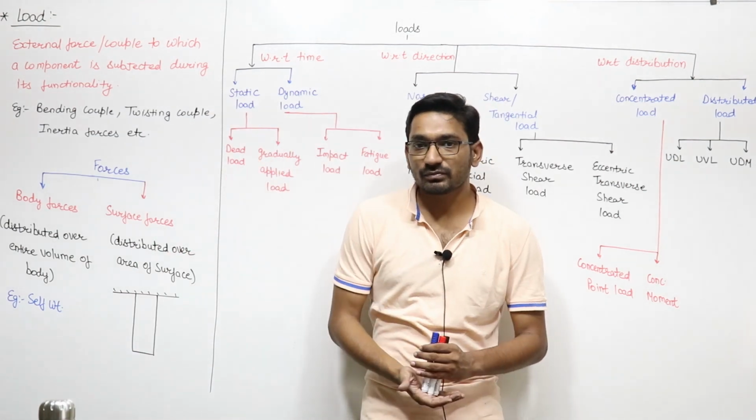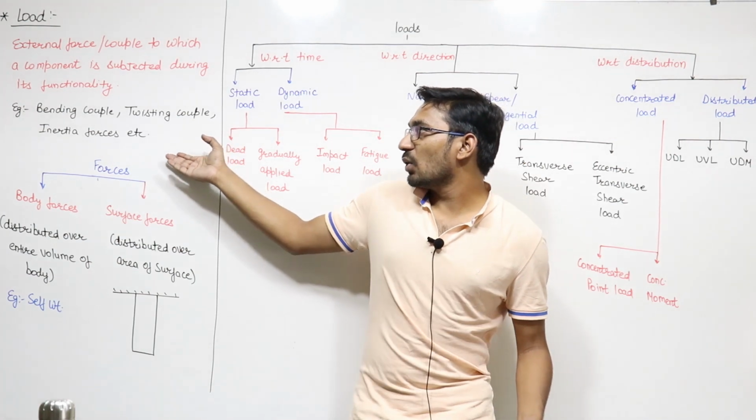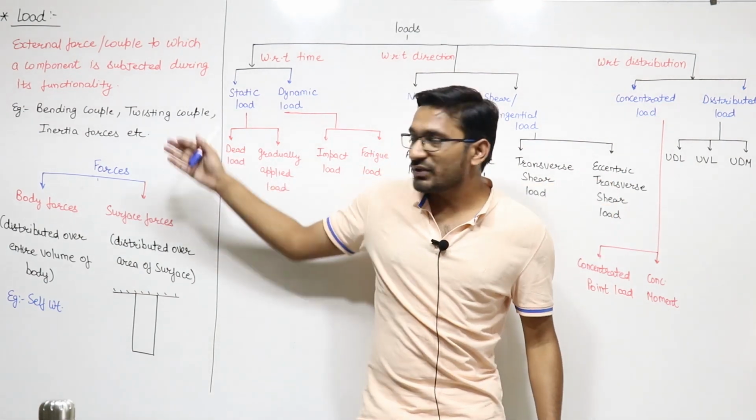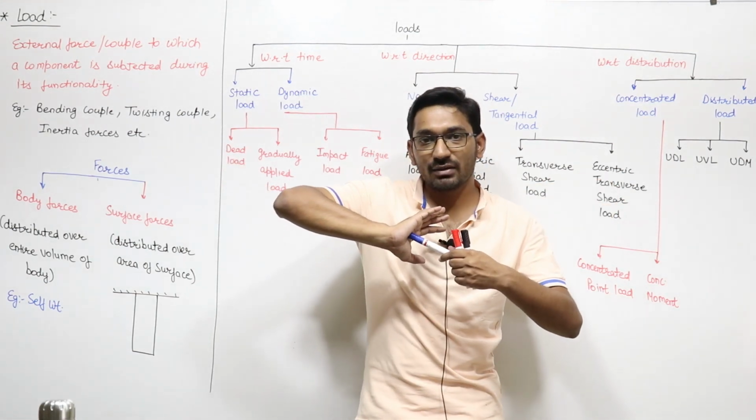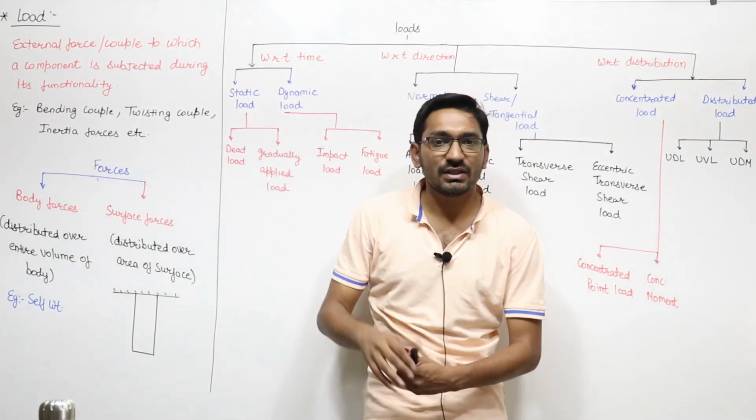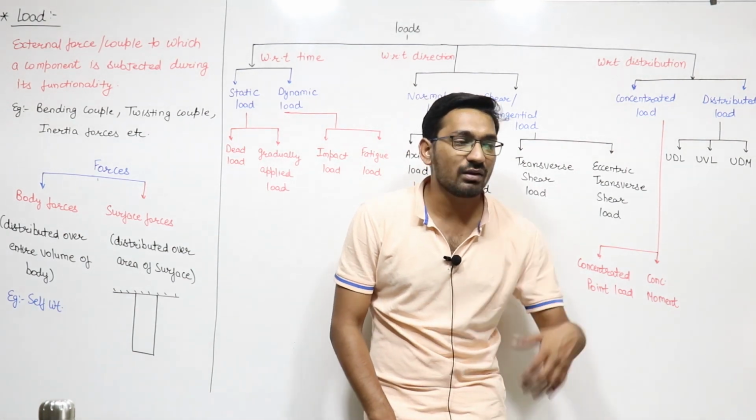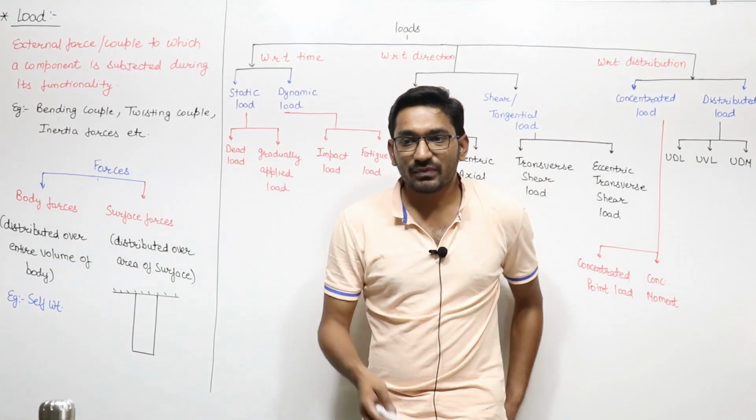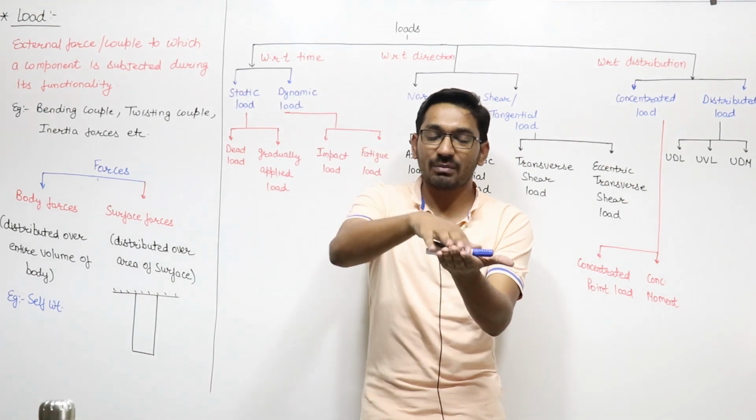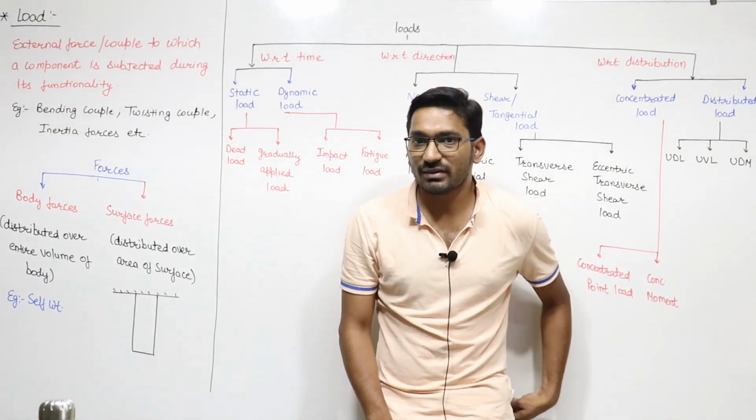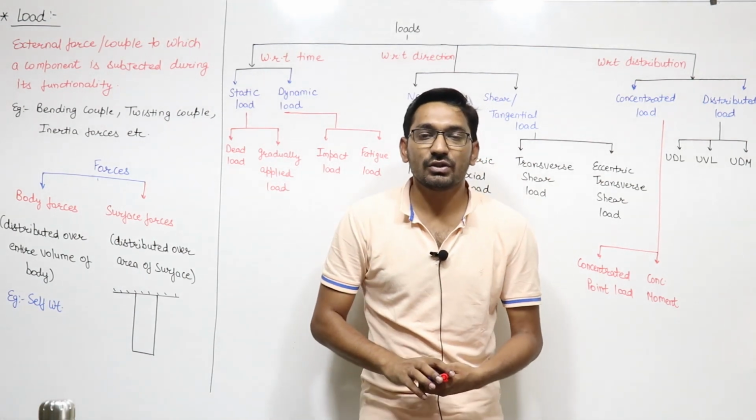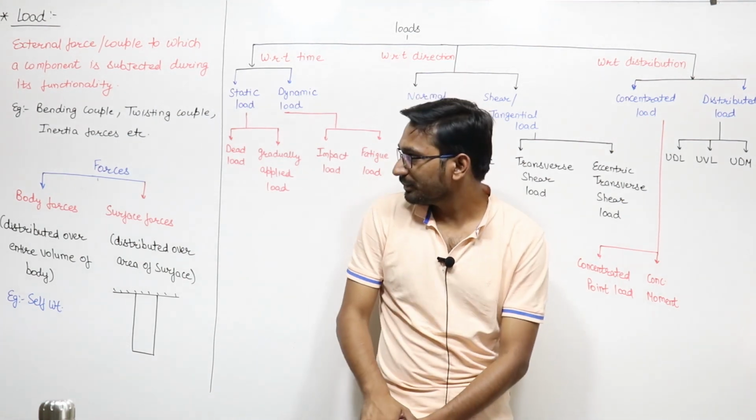For example, examples of load are your bending couple, when you try to bend a system or bend a beam; a twisting couple, if you are trying to twist any shaft; or some inertia forces because of the weight of a body or another body. Suppose this marker is put up in my hand, so the weight of this marker on my hand is a kind of force, and that is known as the load on my hand. On my hand, the load of this marker is acting. So that is the basic definition of the load.